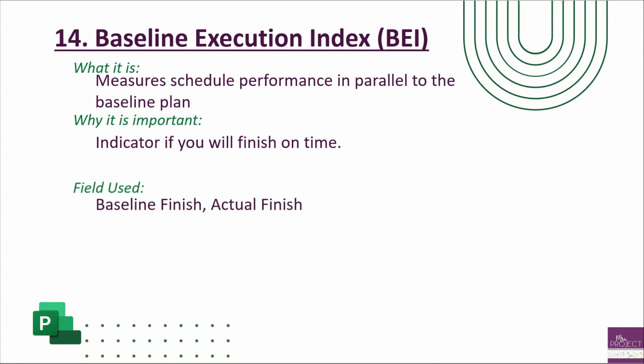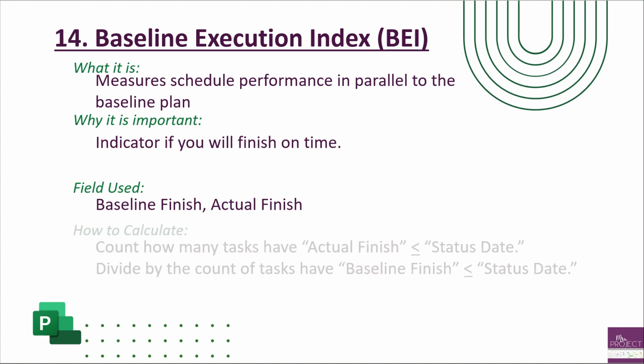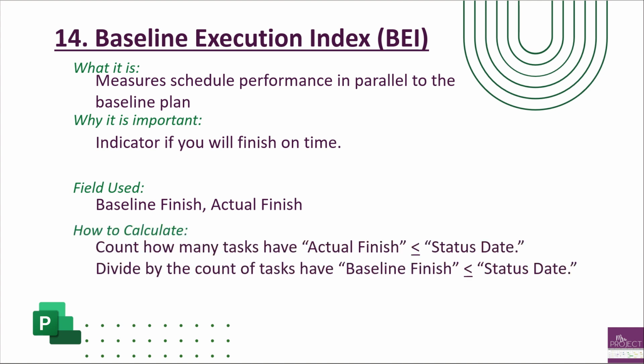Fields used are your baseline finish and your actual finish, because you're looking at your performance against your baseline. What did you have planned versus what did you actually get done? It's calculated similarly to your CPI and SPI, but instead of looking at dollars and hours, you're just looking at the count of your task. It's very simple. You're going to count how many tasks have an actual finish that is less than or equal to your status date. And your status date is either today or a date in the near past.